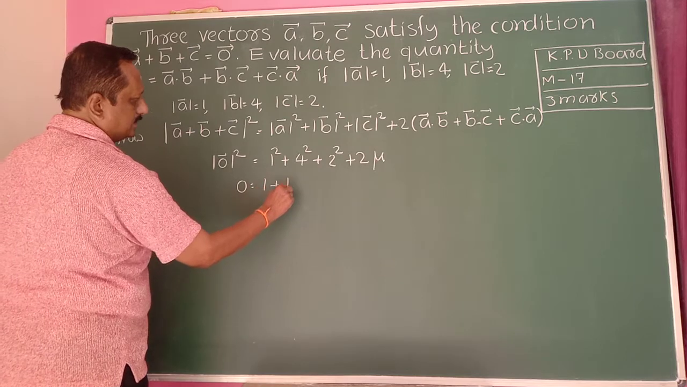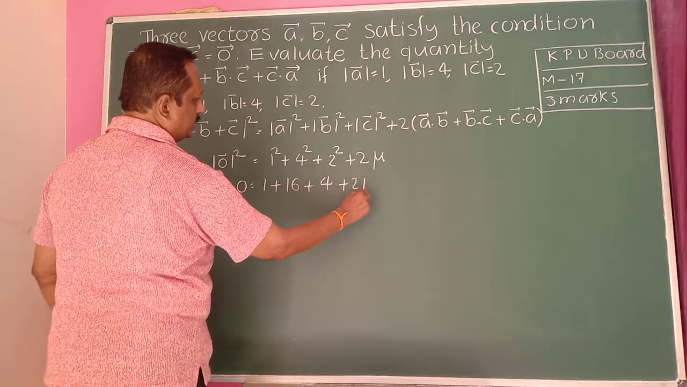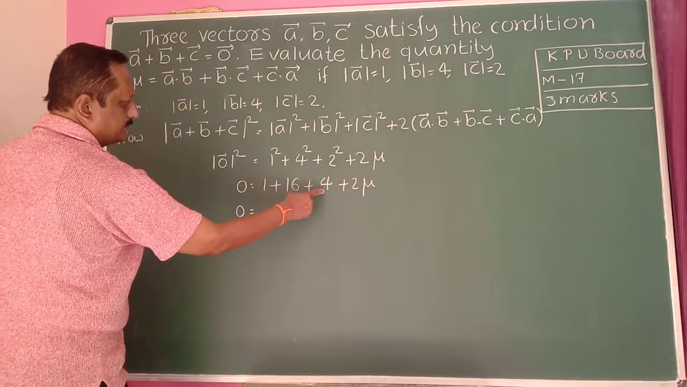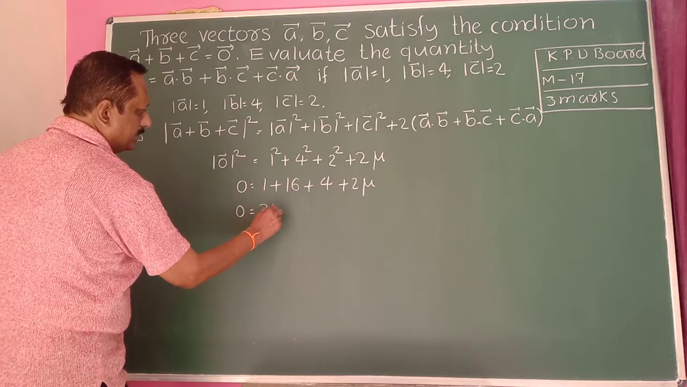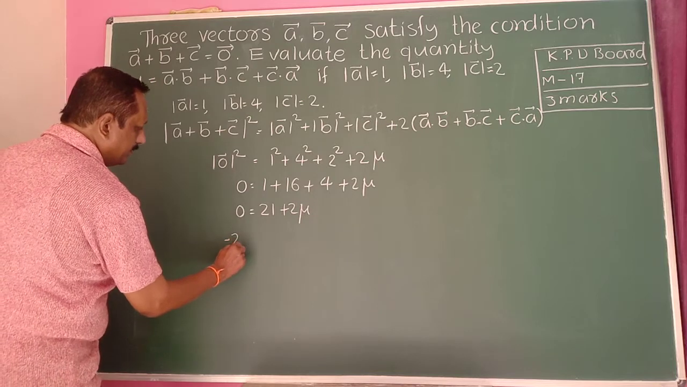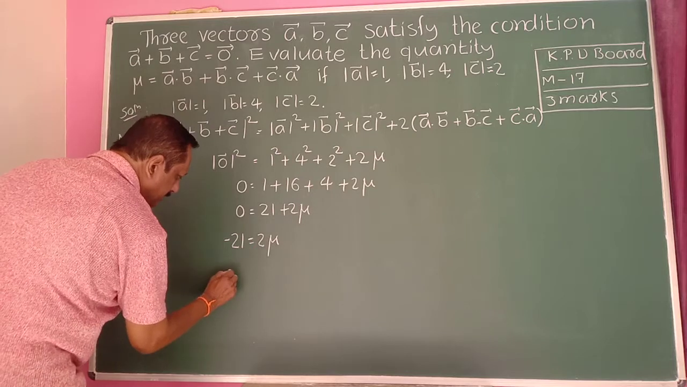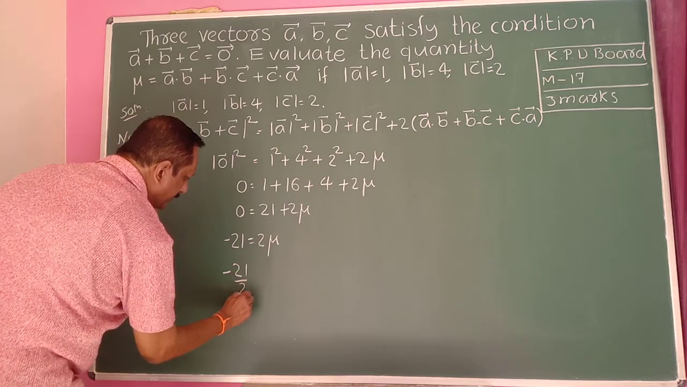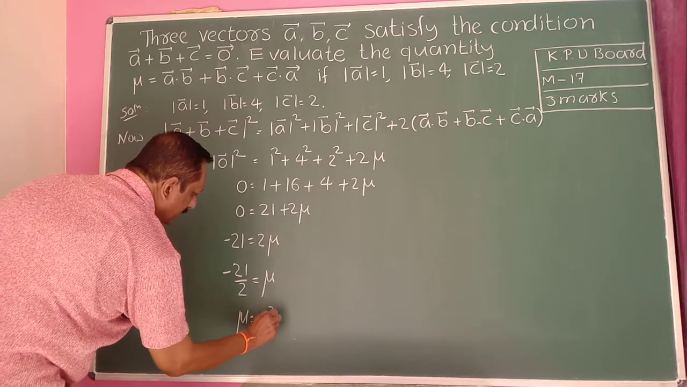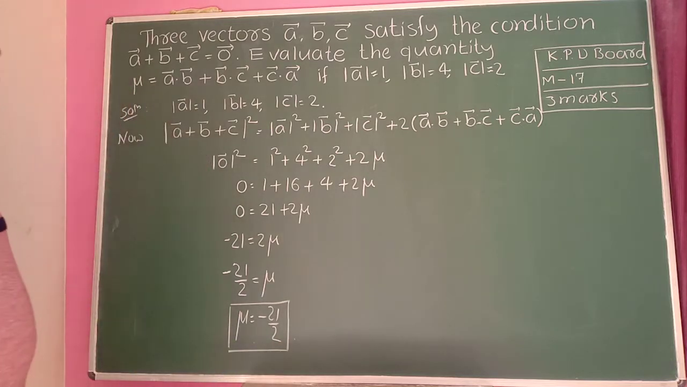So 1 plus 16 plus 4 plus 2 into mu. Yes, 0 is equal to 16 plus 4 plus 1, 21, plus 2 into mu. Take 21 this side, minus 21 is equal to 2 into mu. Yes, minus 21 upon 2 is equal to mu. Therefore, the value of mu is minus 21 divided by 2. This is the answer here.